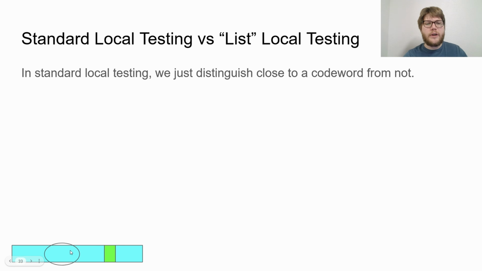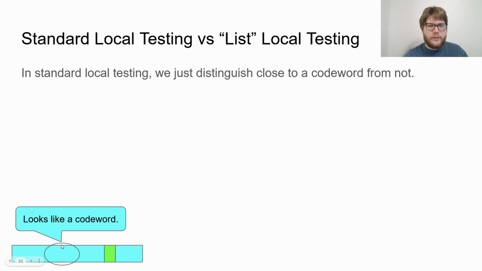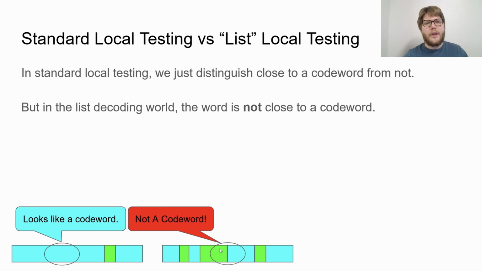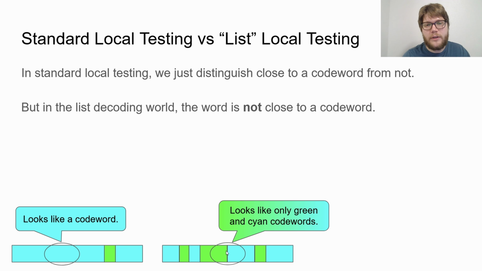And you check a few spots and you're trying to say, did what I see look like a code word? And that's great. But then whenever you check something and you see 2 different code words, you go, not a code word. But that's a problem because in the list decoding world, you're not close to one code word. You might be close to multiple code words. So I can't just reject this view outright because we kind of expect this to happen a lot.